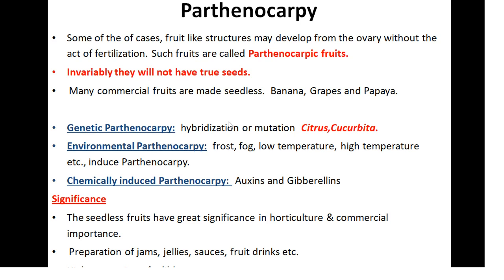Finally, I am coming to parthenocarpy. What is parthenocarpy? Sometimes you may see fruit-like structures in the plant without the act of fertilization. Fertilization is not there, but a fruit-like structure is there. Such fruits are called parthenocarpic fruits. Invariably, they will not have any true seeds. Its characteristic feature is that the fruit will definitely not have seeds.